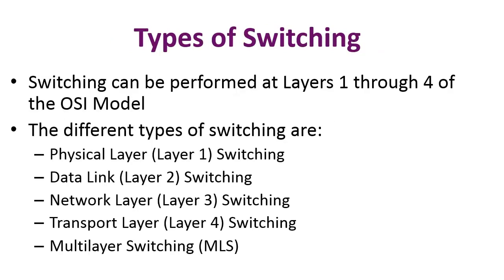Now, we often think of switching as performed solely at layer 2, but that's not really the case. Switching can actually be performed at layers 1 through 4 of the OSI model. Now, as you can see, there are many different types of switching based on the OSI model from layer 1 through 4. But then there's also multi-layer switching, which we'll talk about in detail a little bit later in this video.